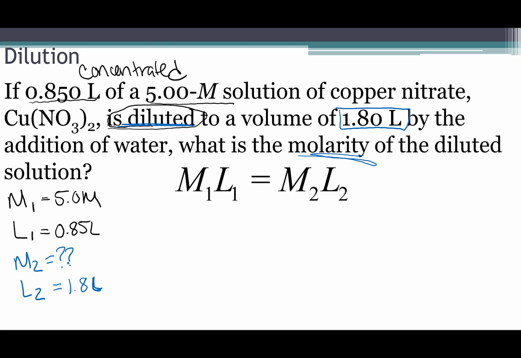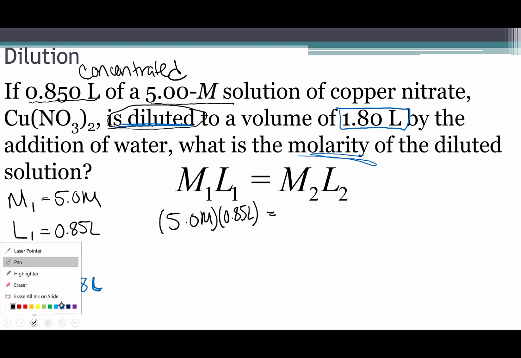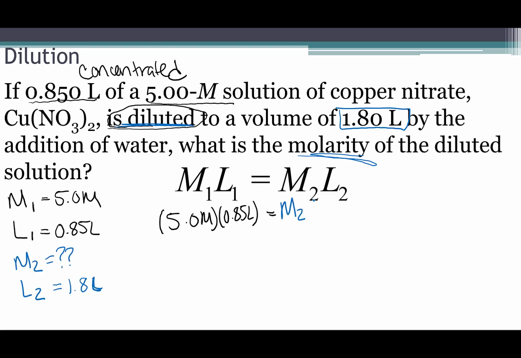Once we have all of our pieces in the correct location, now it's simply plug and chug through the problem. Plug it in, crunch the numbers. So M1 is 5.0 molar, L1 is 0.85 liters. And then M2 is what we're solving for, and L2 is 1.8 liters. Now just an algebraic rearrangement to solve for M2. So I divide by 1.8 liters. Whatever I do to the right side, I also have to do to the left side. So divide by 1.8 liters.